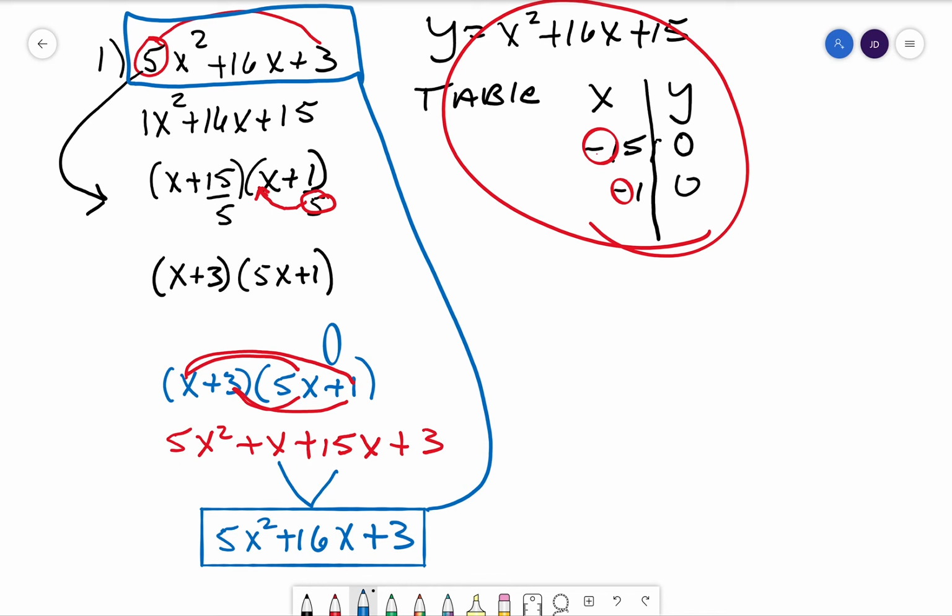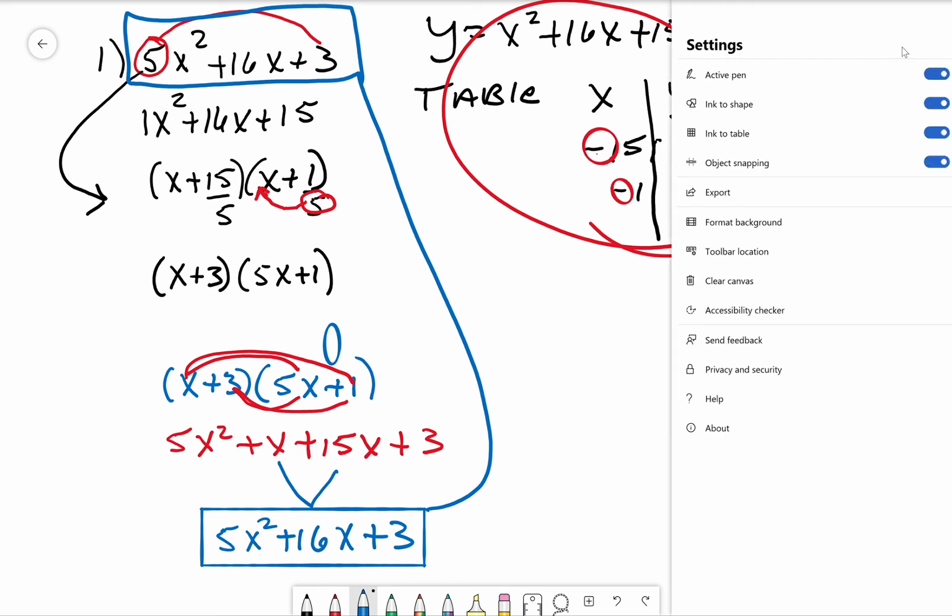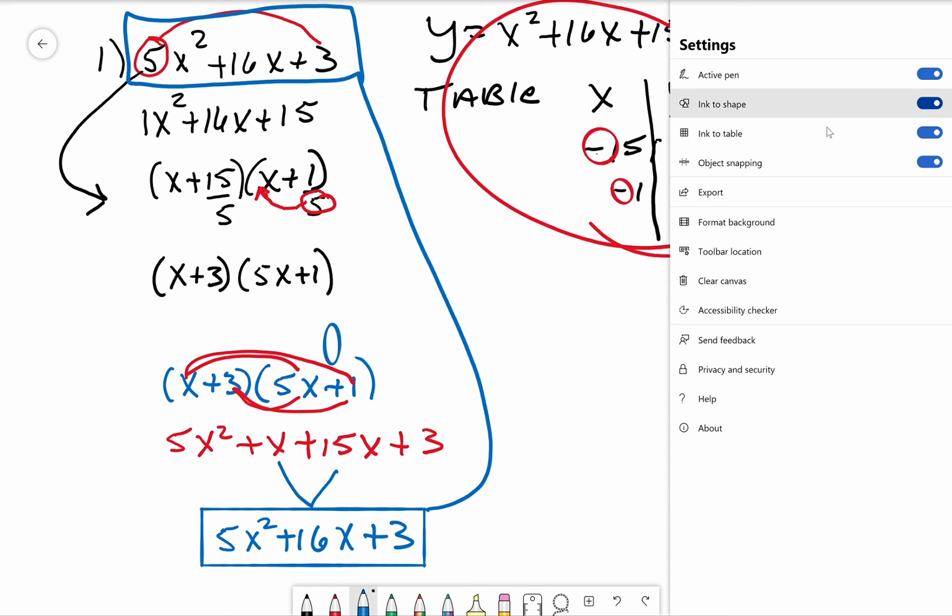All right. So let's do another one, just to make sure you guys are doing okay here. Let's do number 3. So what's number 3 say? It says 2x squared plus 7x plus 6.